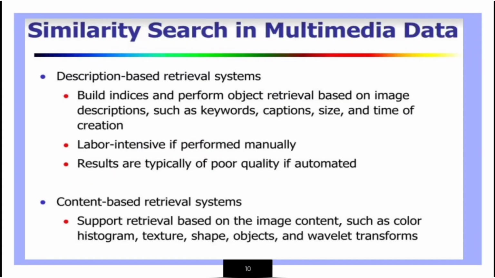In this slide, we talk about similarity search in multimedia data. It is a primitive operation in database and web search engines. In this, we have two types of retrieval systems. One is description based and the other one is content based.